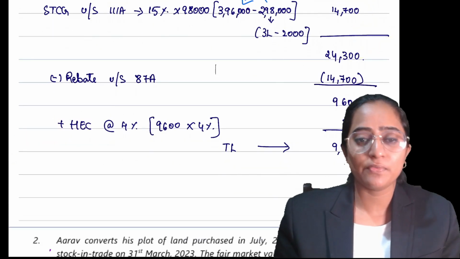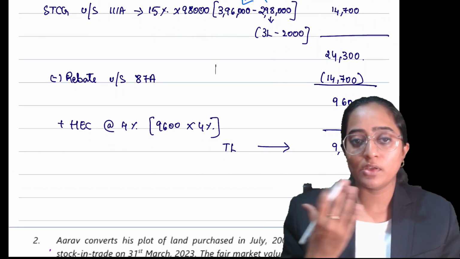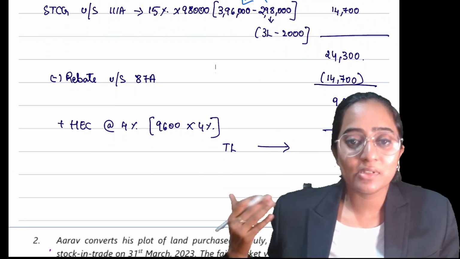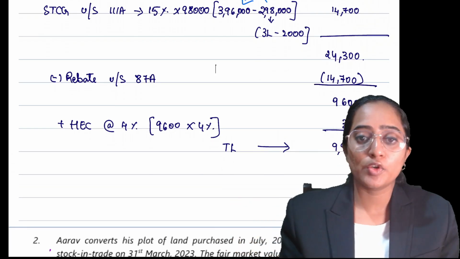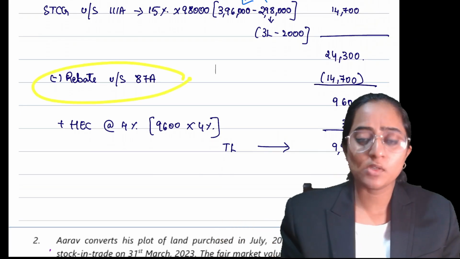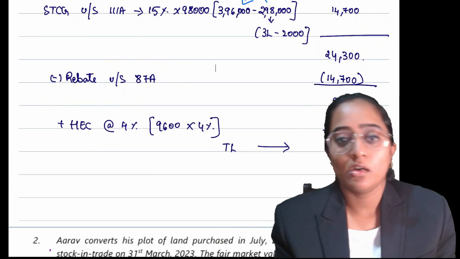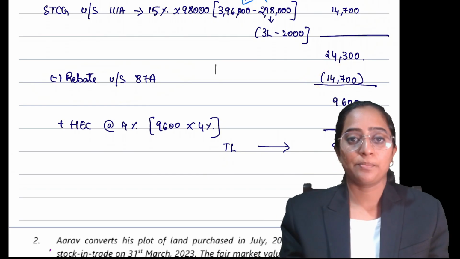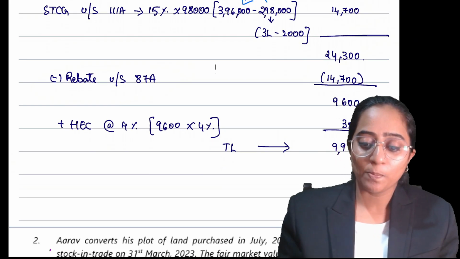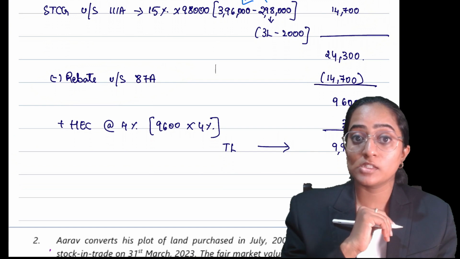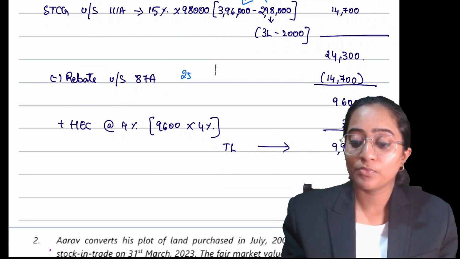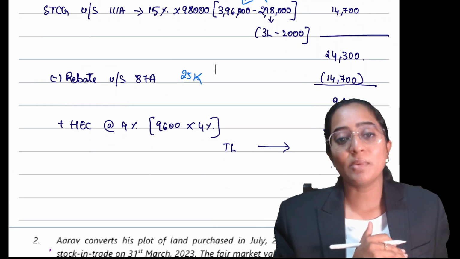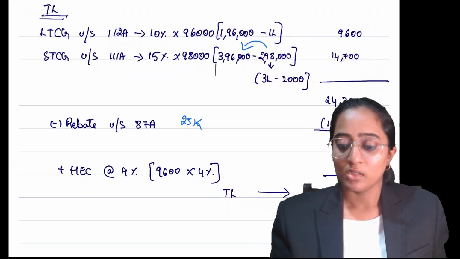However, you will get a rebate under section 87A if your total income is less than 5 lakh in case of normal provisions. In case of this 115BAC, it is going to be 7 lakh rupees for that matter. Rebate under section 87A, 14,700. All of us know, under your normal provisions, it is going to be 25,000, or whatever the amount which you are going to get in total, or your normal calculation, whichever is lower, you are going to get this one.